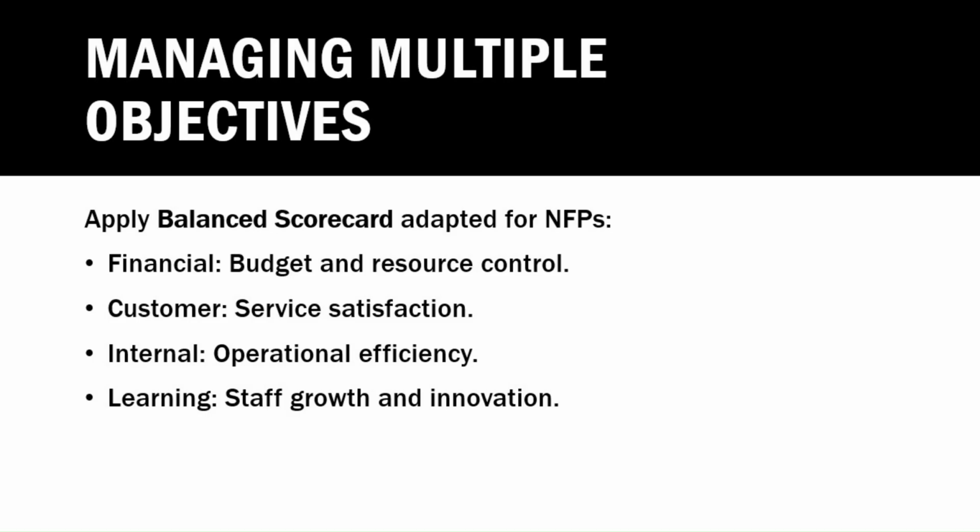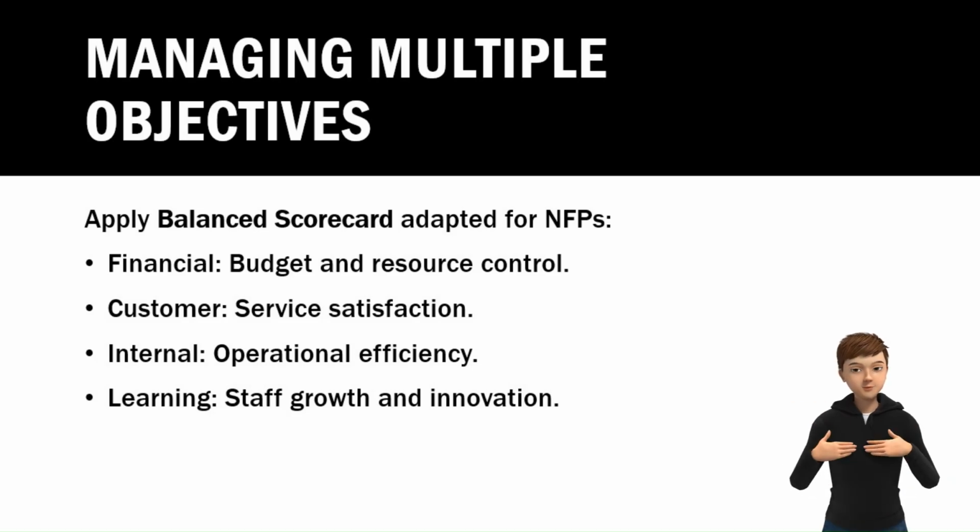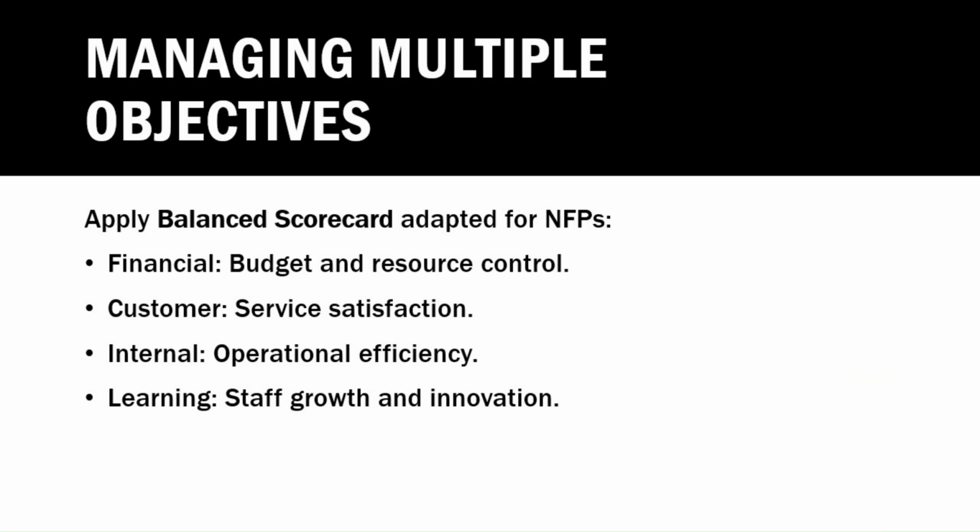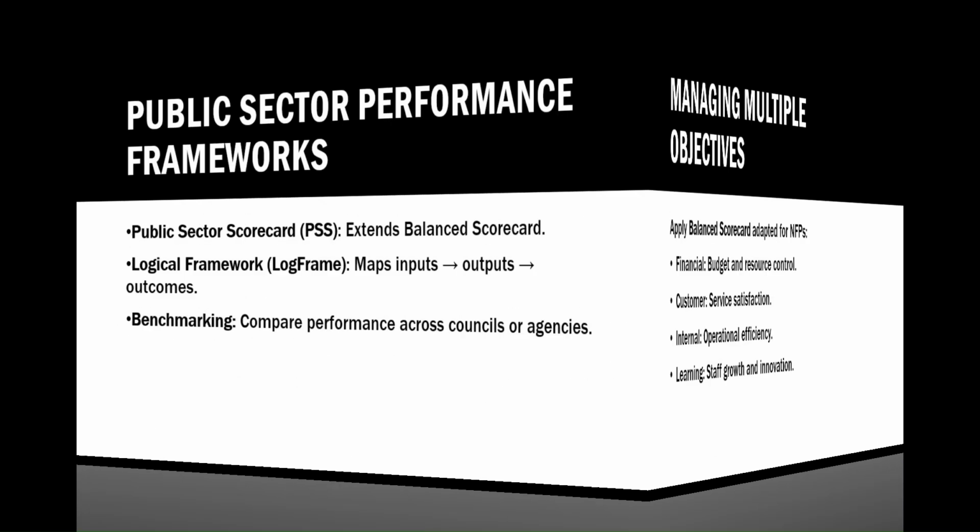One way to manage multiple objectives is through the balanced scorecard adapted for the public sector. It looks at 4 perspectives: financial, customer, internal processes, and learning and growth. The financial perspective covers budget and resource control. The customer perspective measures satisfaction and accessibility. The internal perspective focuses on efficiency and consistency. The learning and growth perspective focuses on staff development and innovation. This ensures service quality while maintaining financial discipline.